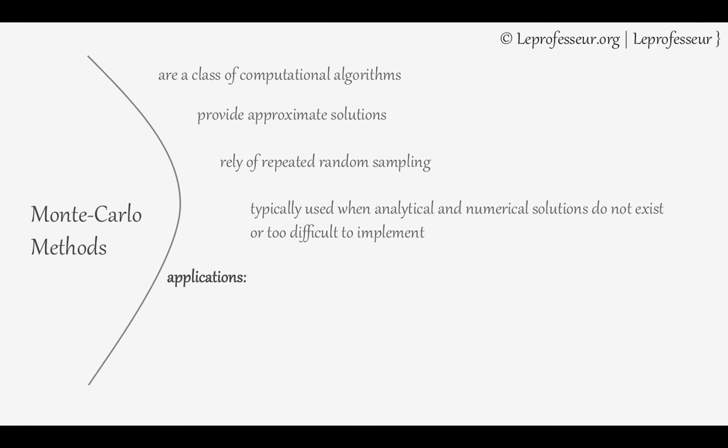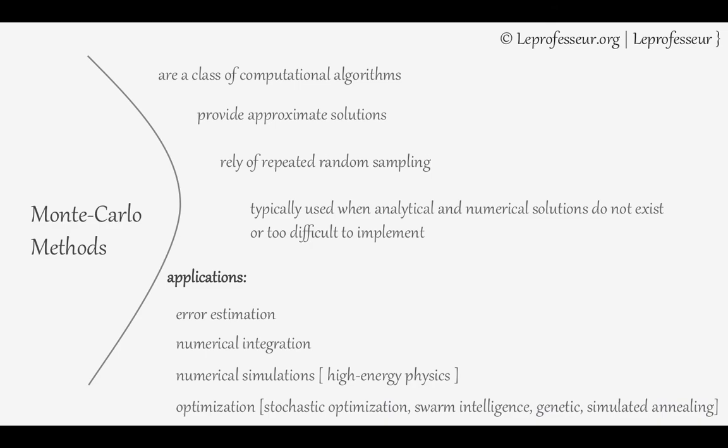What are typical applications of Monte Carlo methods? Error estimation, numerical integration, numerical simulations. For example, in high energy astrophysics, you need to do certain simulations which are based on Monte Carlo methods. Optimization, stochastic optimization, swarm intelligence, genetic algorithms, or simulated annealing based methods. So these are typical applications of Monte Carlo methods.